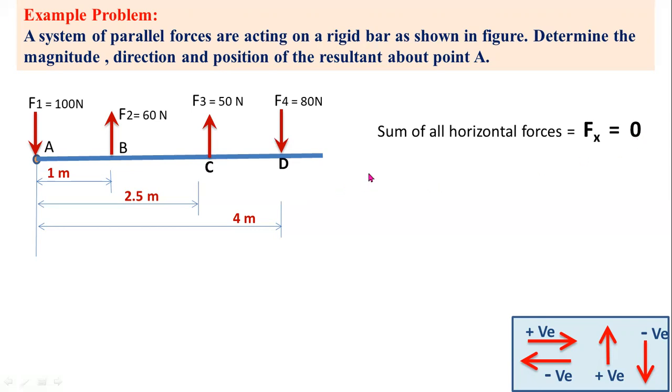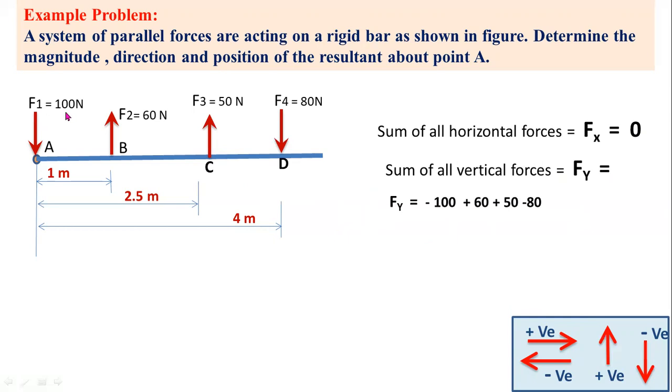Now you have to add all vertical forces along the y-axis. So the sum of all vertical forces: you have to consider upward direction as positive and downward direction as negative. So here minus 100 newtons for the downward direction, plus 60 for the upward direction, plus 50 for the upward direction, minus 80 for the downward direction. Now Fy equals minus 70 newtons. The sum of all vertical forces equals minus 70 newtons.